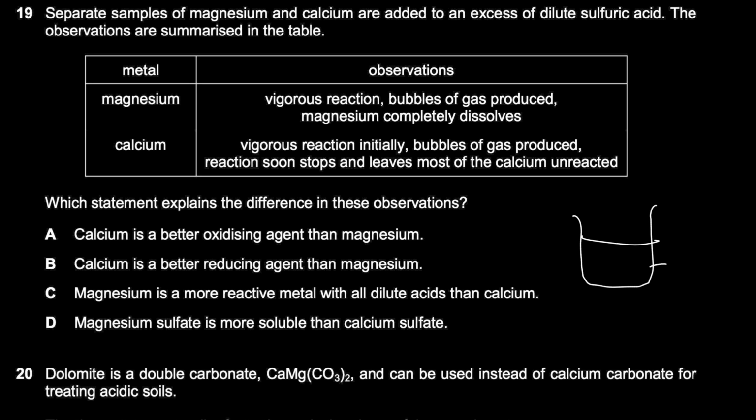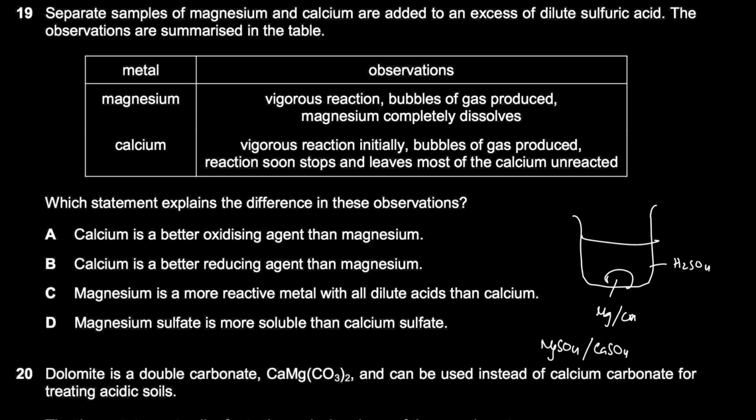Let's say I have sulfuric acid, and I have my metal reacting with the acid. So let's say this is magnesium or calcium. When these react with sulfuric acid, a salt and hydrogen gas are produced. The salt would be either magnesium sulfate or calcium sulfate, in the case of magnesium and calcium respectively. Now, magnesium sulfate is soluble in water. So as magnesium sulfate is produced, it dissolves in the solution, so all the magnesium will react.